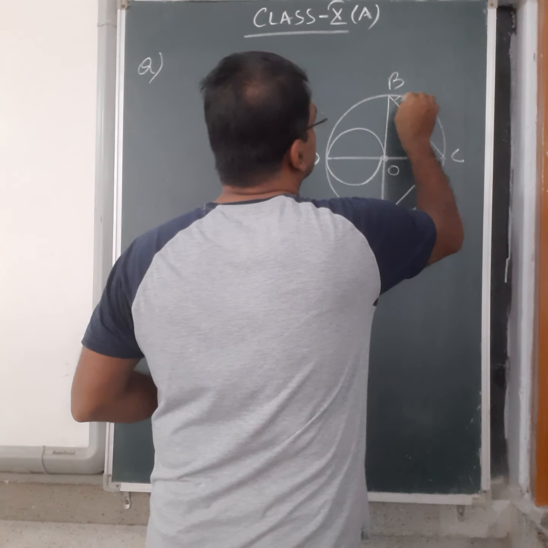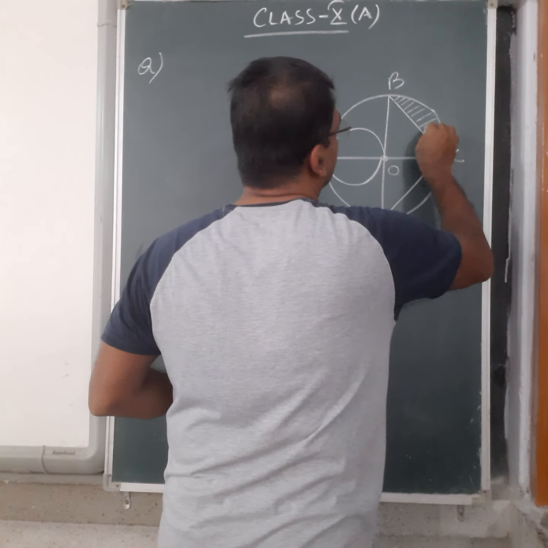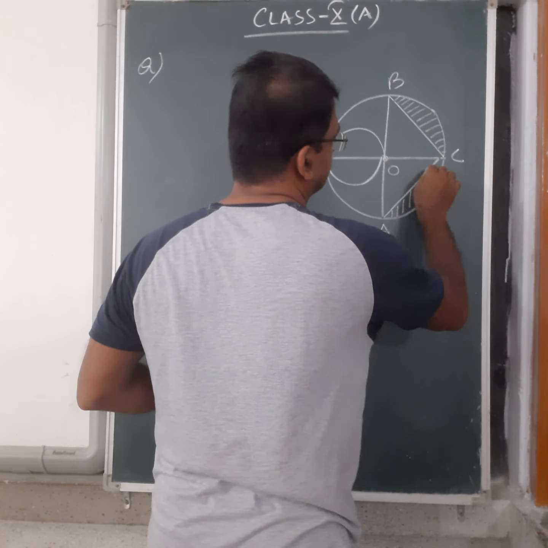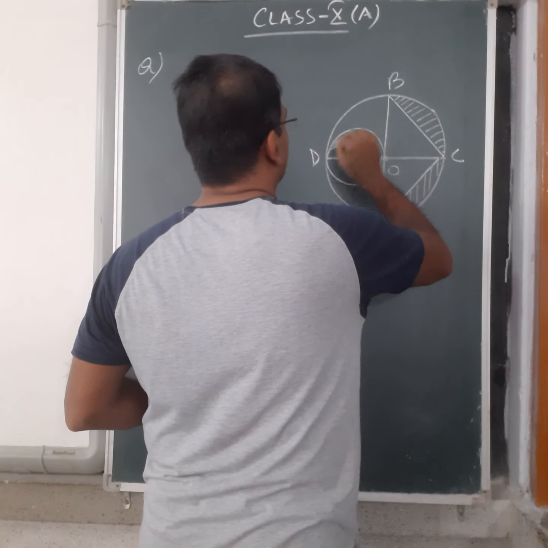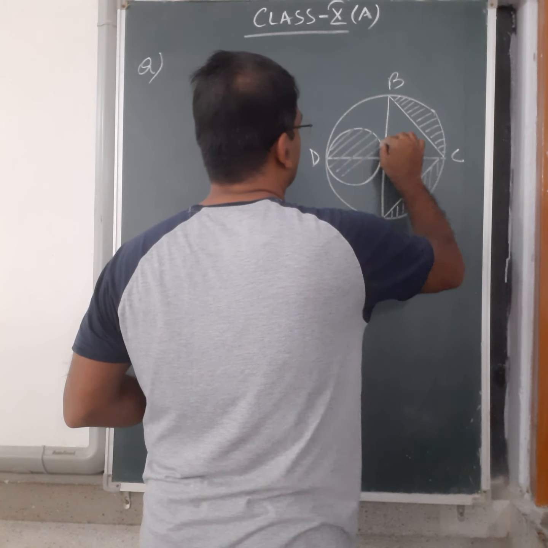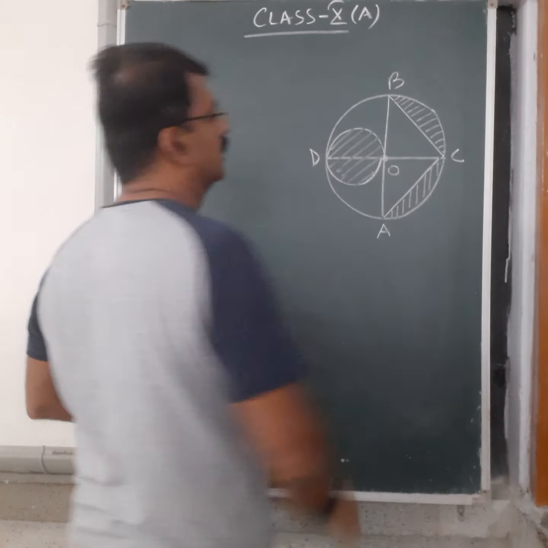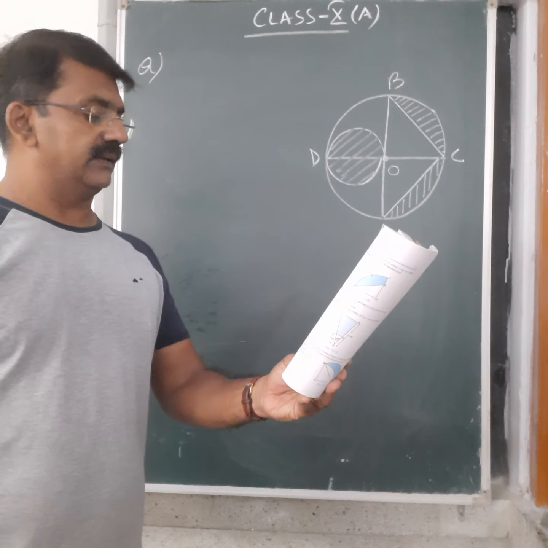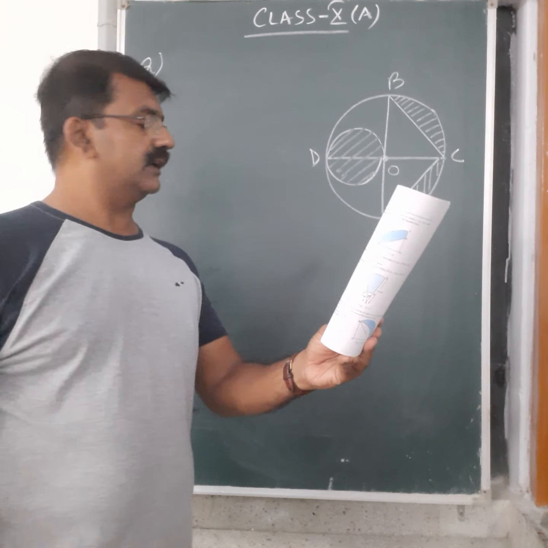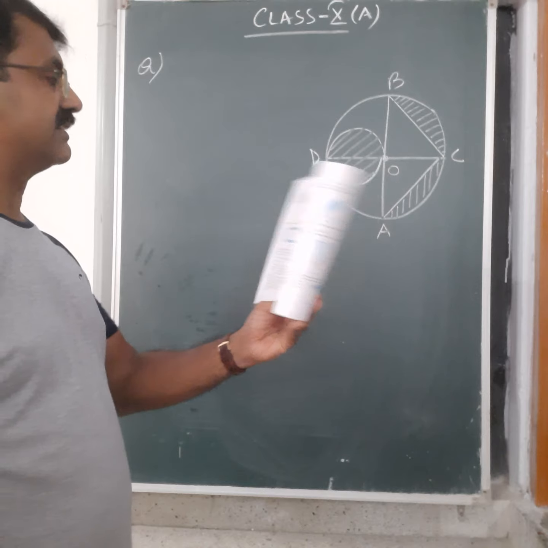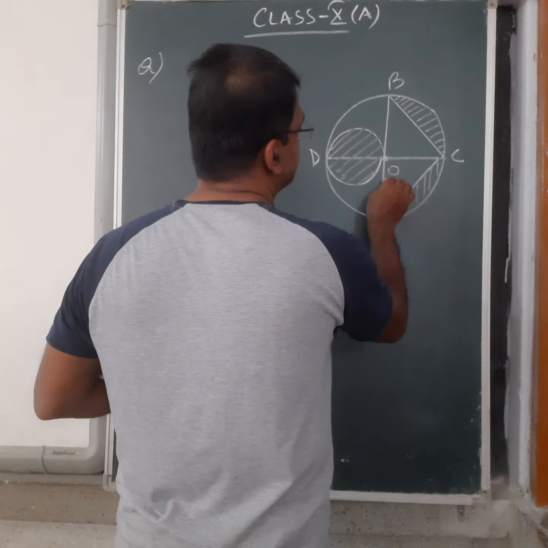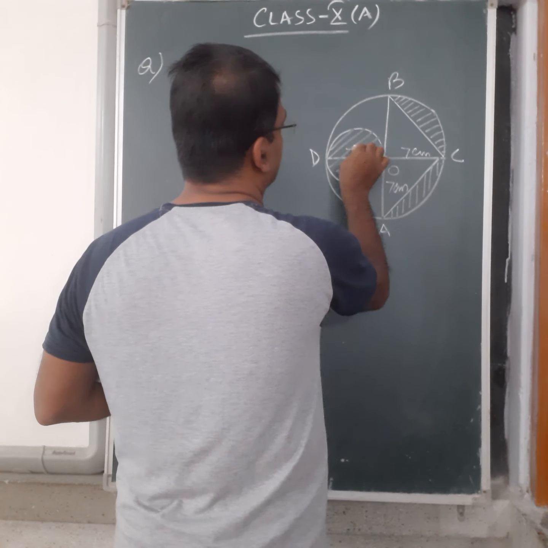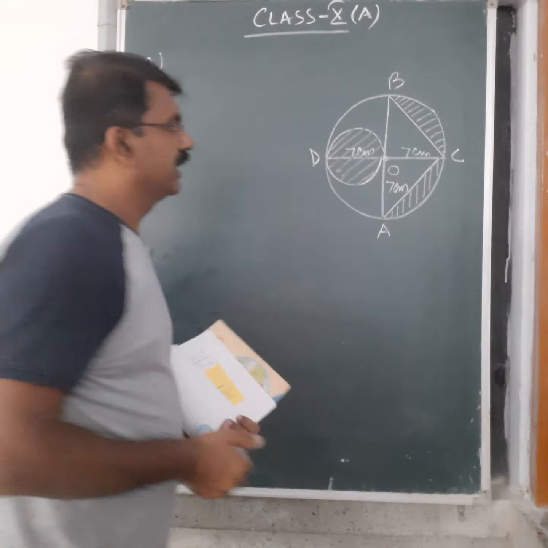Now this area is shaded. So you have to find the area of the shaded part when it is given that the length OA is 7 cm. This length OA is 7 cm. That means this will also be 7 cm and this will also be 7 cm. Clear?